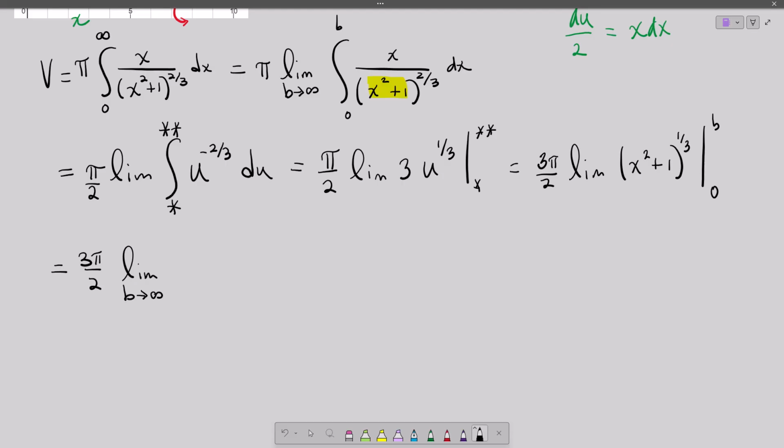Plug in the b, we get b squared plus 1 raised to the 3rd power. Minus, plug in 0. 0 plus 1 is 1, raised to the, well, I guess we're going to leave parentheses there. 1 to the 3rd power is 1. We get that.